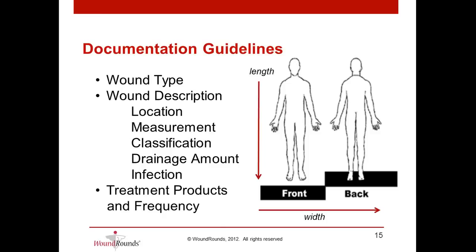Infection. Again, this is another one of those areas where there are certain products that it makes more sense to use when there are signs and symptoms of infection. That's why it's important to make sure that that's documented in your notes. Document any odors, drainage color, if the resident's on any antibiotics, any labs or cultures taken, anything that would indicate that there's signs and symptoms of infection. Your treatment products and your frequency, be as specific as possible. Every little piece of gauze counts, literally.